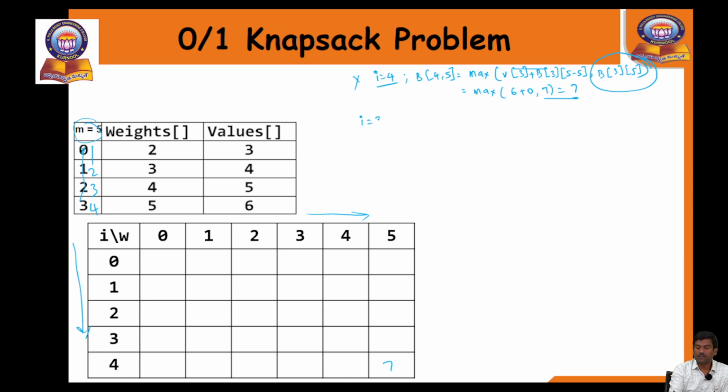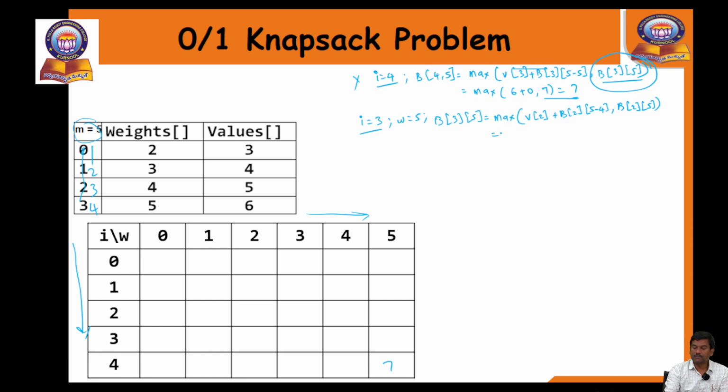And go to the next part, that is B of 3 comma 5, when you take I equal to 3 and W equal to 5. And what is the formula to find this B of 3 comma 5? That is max of V of 2 plus B of 2 comma 5 minus 4, and B of 2 comma 5. Replace the same thing using the algorithm.